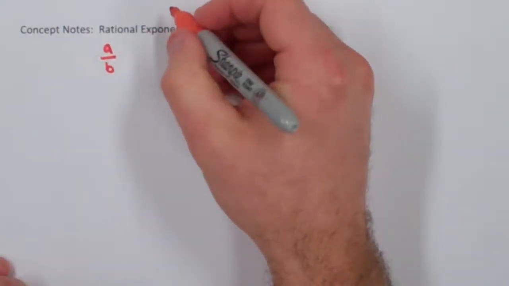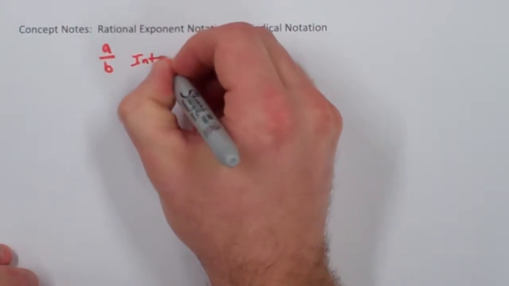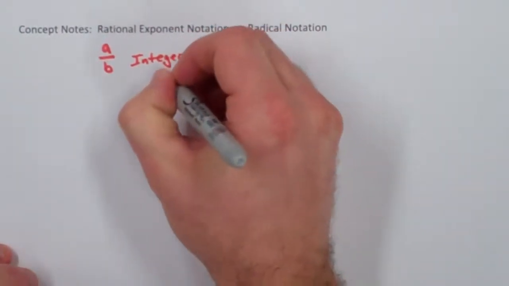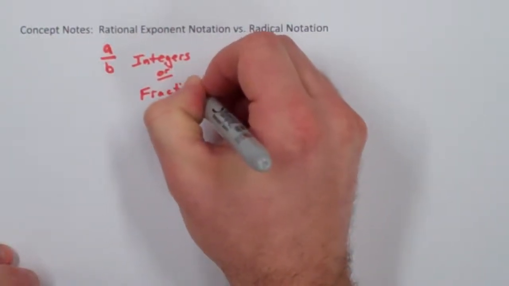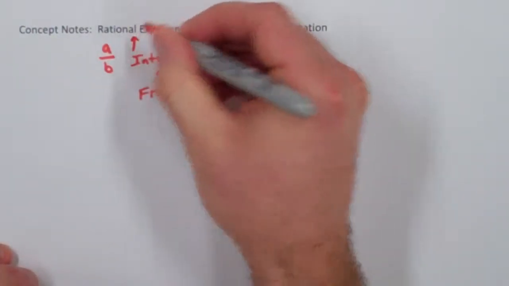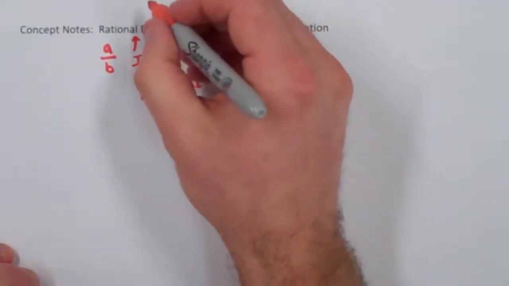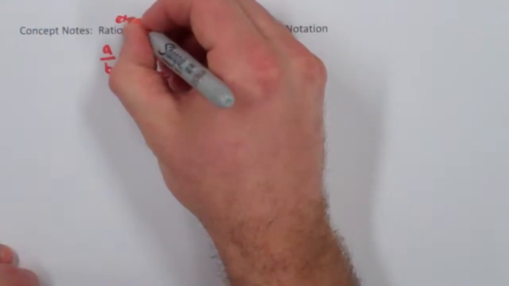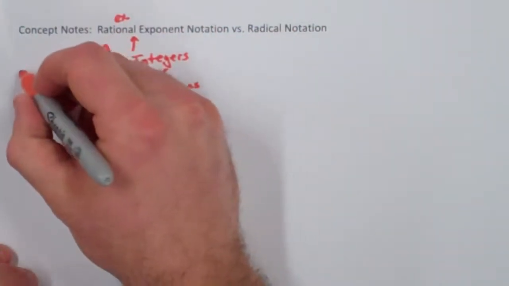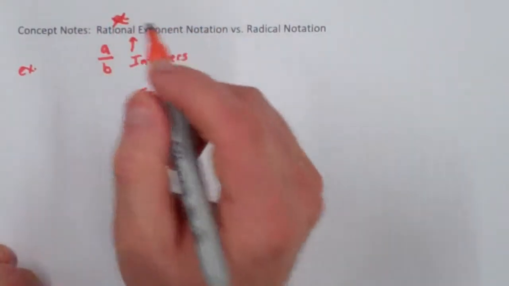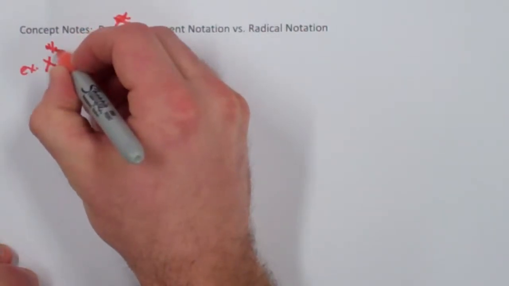So what we're talking about here is integers or fractions. Either one for rational exponent notation. Keep in mind it says exponent. With this notation, I'll give you just a quick example. An example of this will be, let's say, x to the 4/5 power.